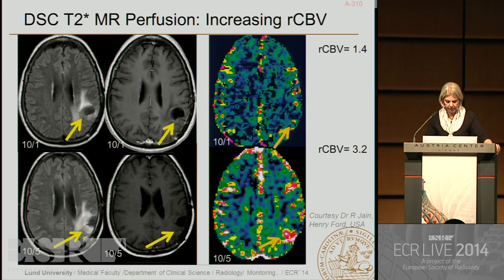Another case here given to me by Dr. John from Henry Ford in Detroit, a patient who in January had this lesion with a little bit of FLAIR signal abnormality. There is not much of any contrast enhancement, maybe a faint enhancement here, but more or less none. And if you look at the cerebral blood volume, the value was 1.4, that looked fine. Then 4 months later, we see an increase in the FLAIR signal abnormality. So we are now talking about not the tumor, but the surrounding area. And not even any more pathological contrast enhancement, but a significant increase in the cerebral blood volume, indicating again that this is true tumor progression.